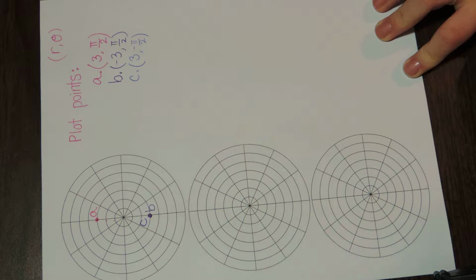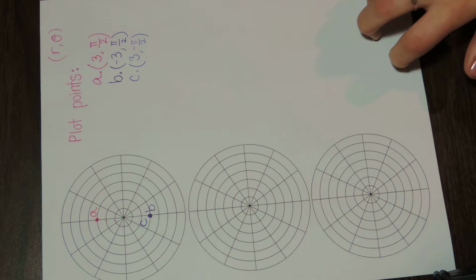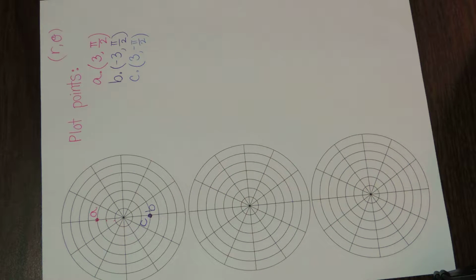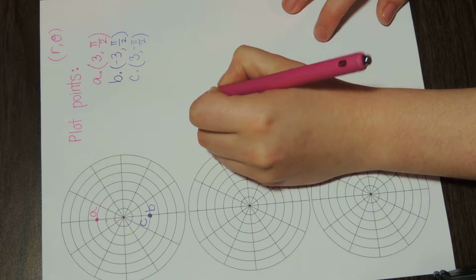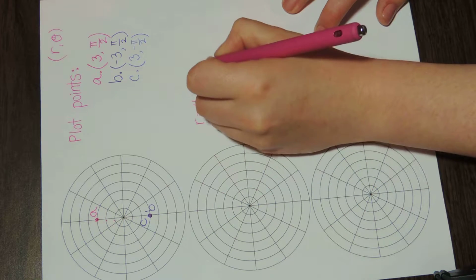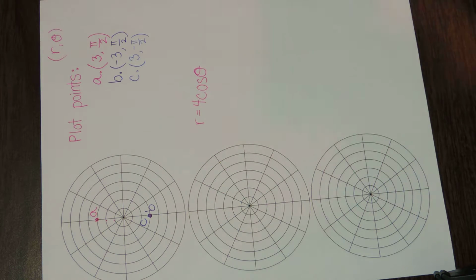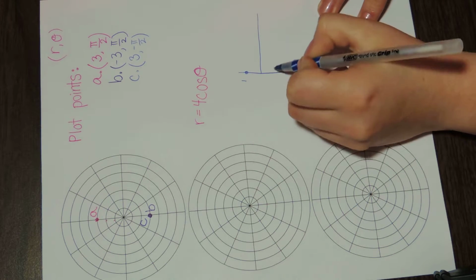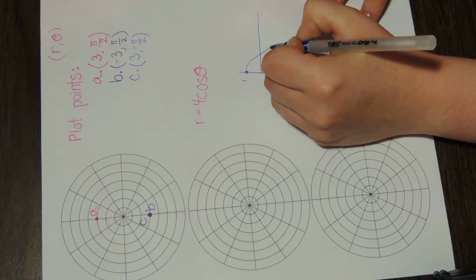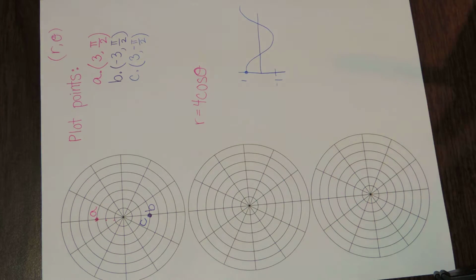Next, we're going to talk about some special curves that happen on our polar graph. So the first thing we're going to do is r equals 4 cosine theta. So what does cosine look like on this type of graph? We know on our Cartesian that it looked like this. It started up at 1, right? And then it got to 0, -1, back up to 1.